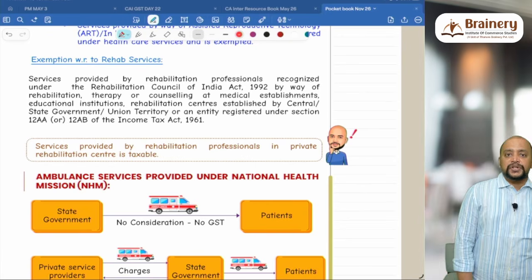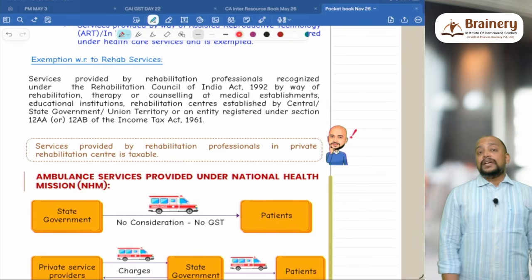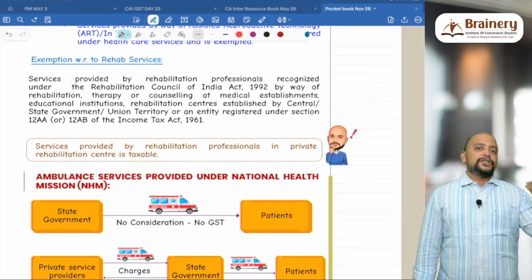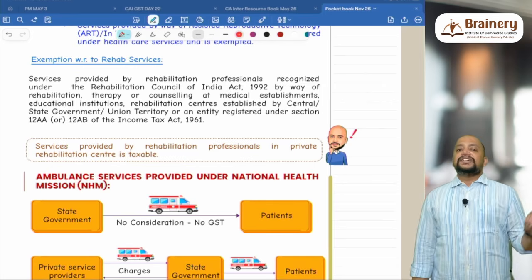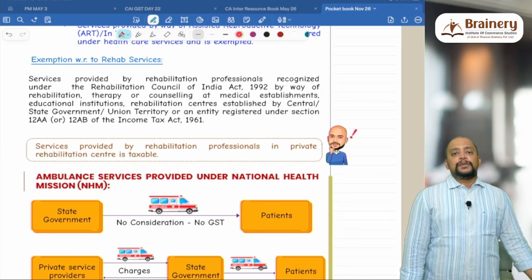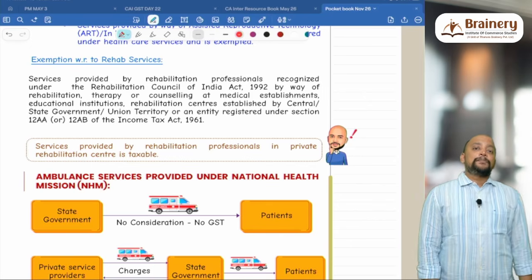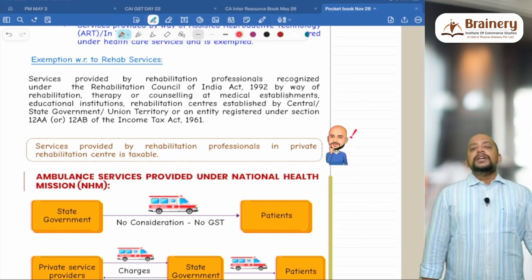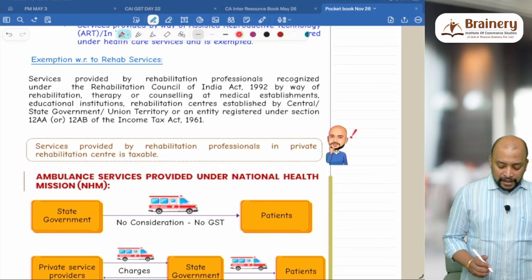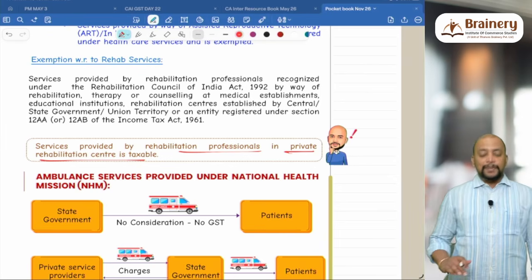Then last, we have exemption with respect to rehab service. There is a rehab professional, and that rehab professional provides the service by way of care or counseling. Where will they work? If they work in a medical establishment, let it be government, private or trust-owned, their services will be exempted. If they are working in educational institutions, let it be government, private or trust, the money received by them will be exempted. What if they are working in some private rehab centers? That is taxable. If it is a government or trust-owned rehab center, then only it will be exempted. So services provided by rehab professionals in a private rehab center will be taxable.